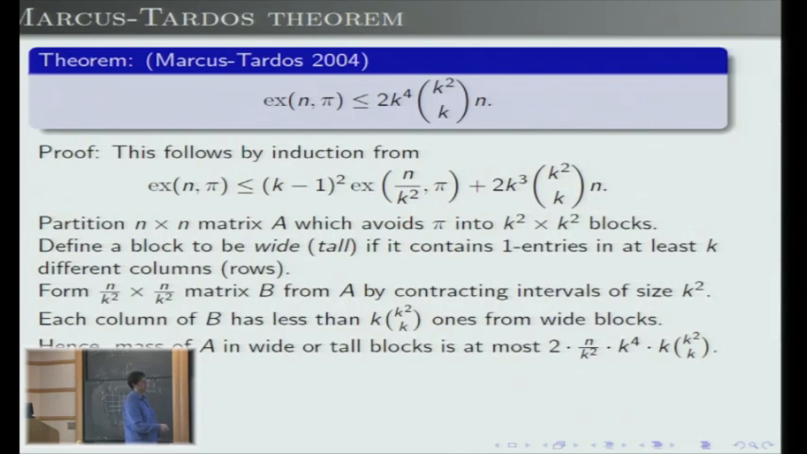And similarly, by symmetry, you get at most the same number of ones in A that come from tall blocks. So you get a factor two in front. If you take this product out, that's the second term in this inequality, where you're adding these two things.